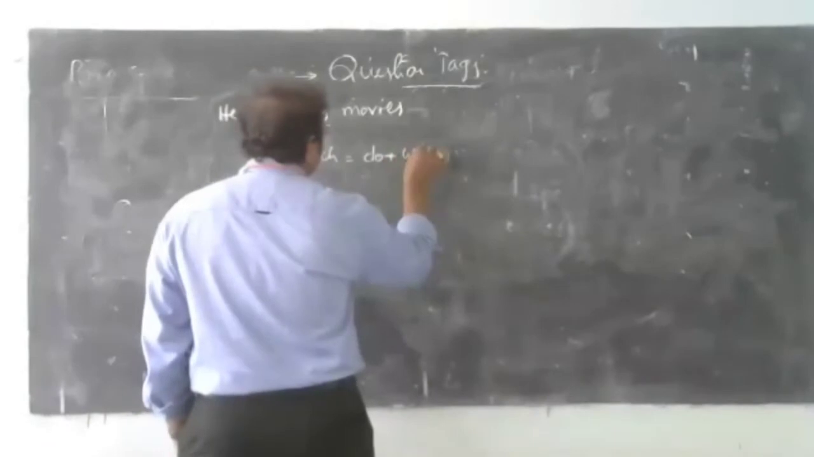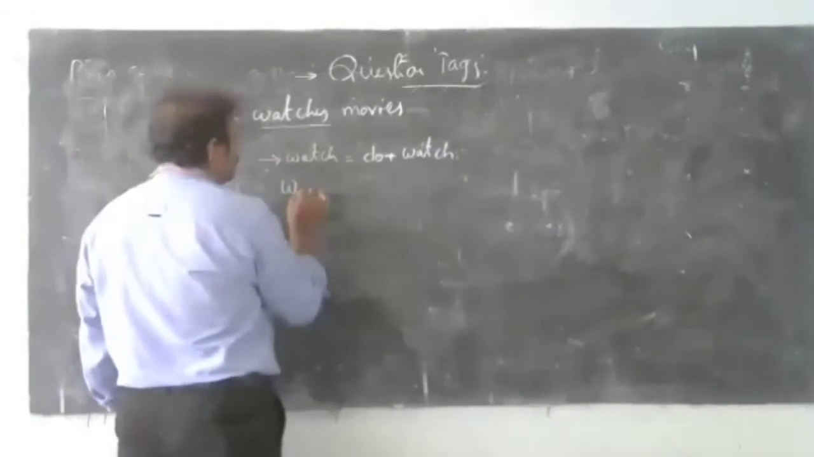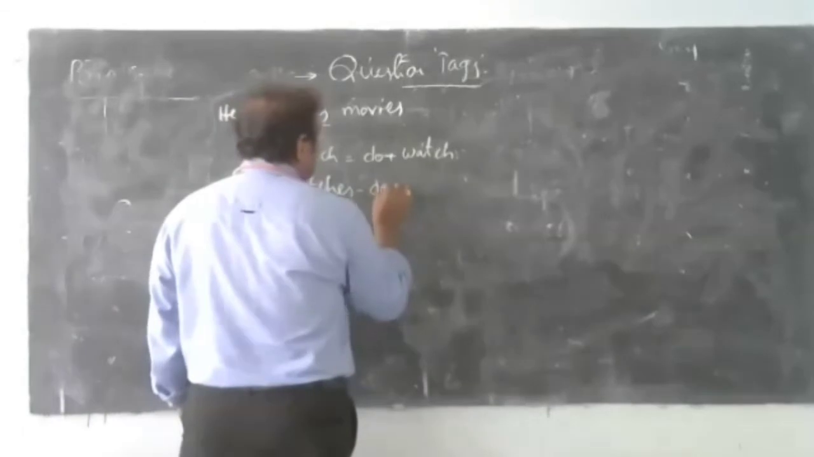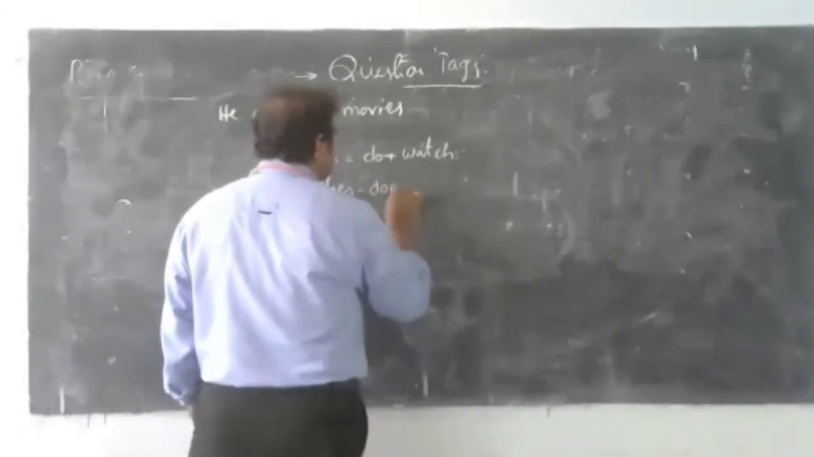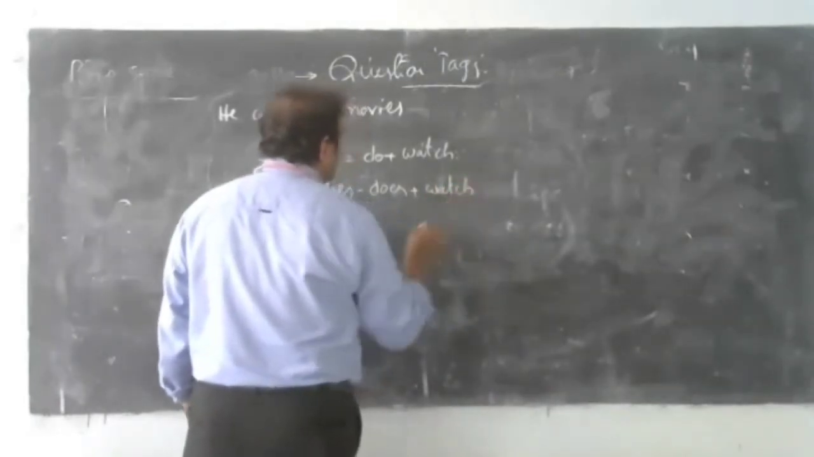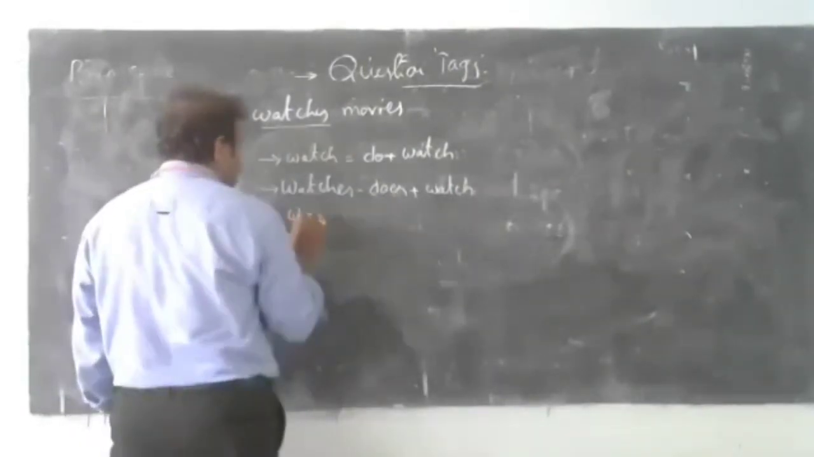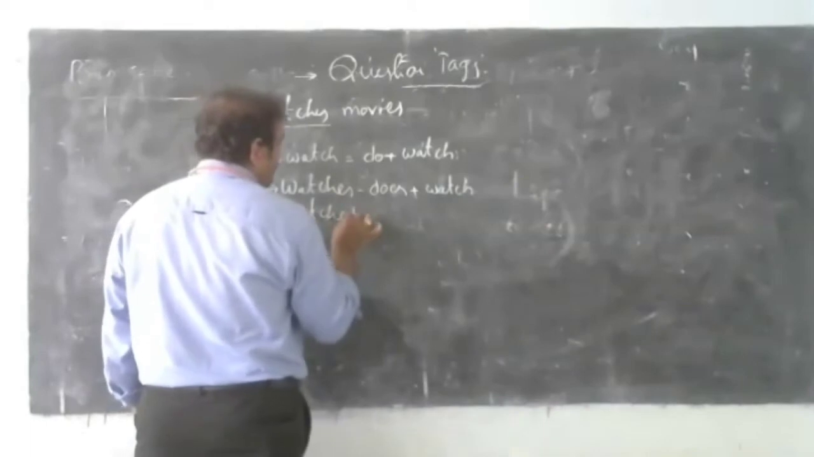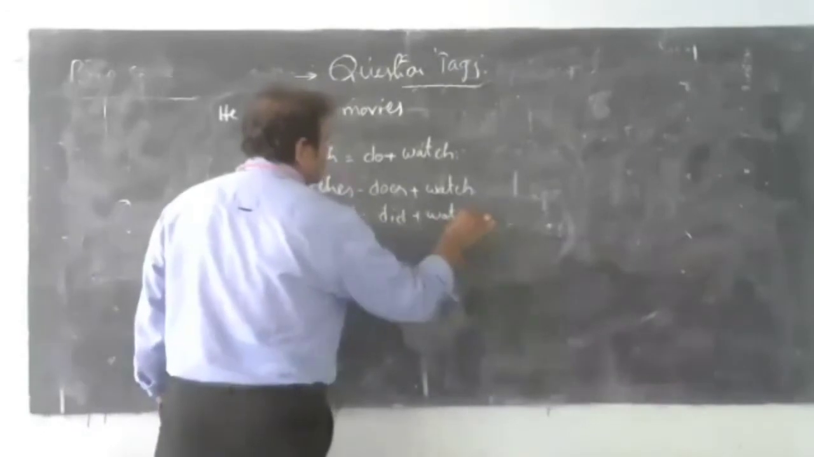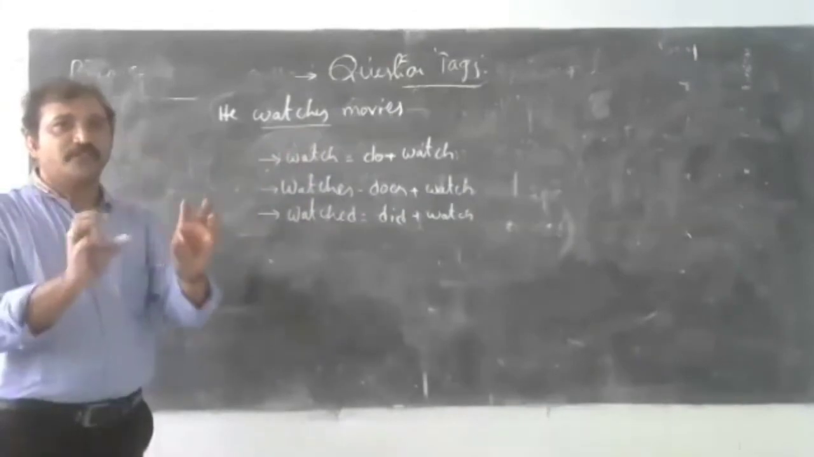Do plus watch is equal to watches. Do plus does plus watch, meant for watches. You know, watched: did plus watch. Got it? You have to understand each and every word's deep form.